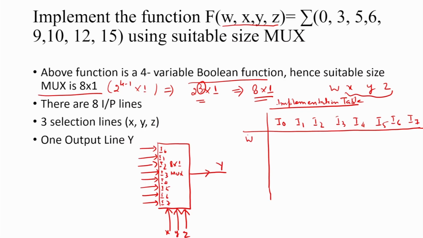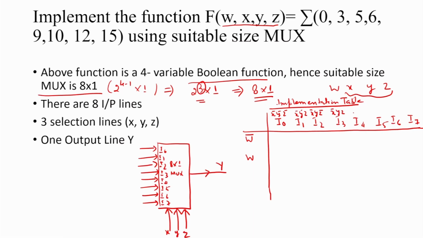The first row is written as w complement, and the second row represents w. W complement means when w is 0, and w means when w is equal to 1. So in the case w is 0, I0 is represented by x complement, y complement, z complement. I1 is x complement, y complement, z, that is 0 0 1. Similarly I2 is x complement, y, z complement, 0 1 0. Similarly I3 is x complement, y, z.